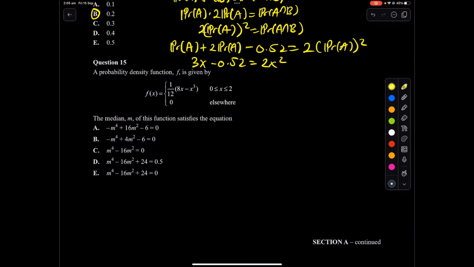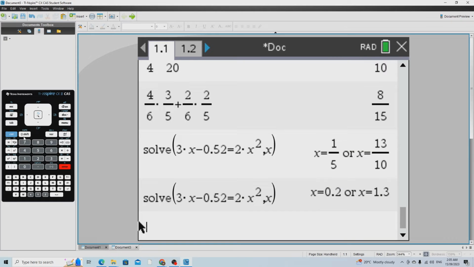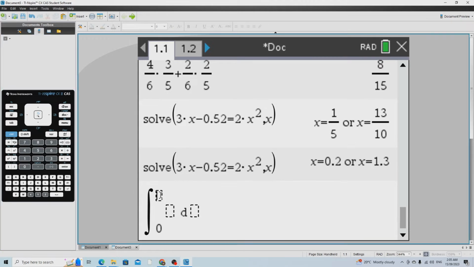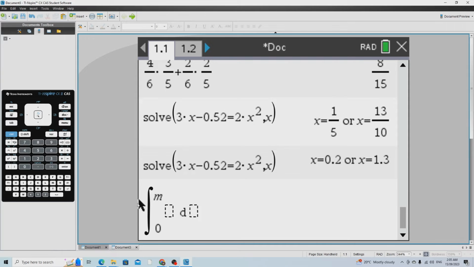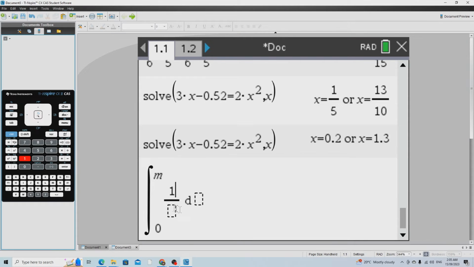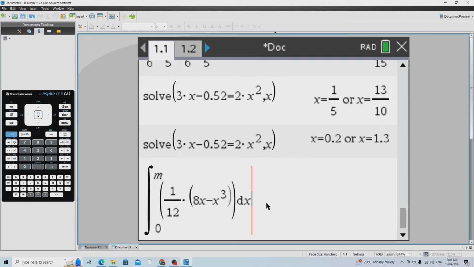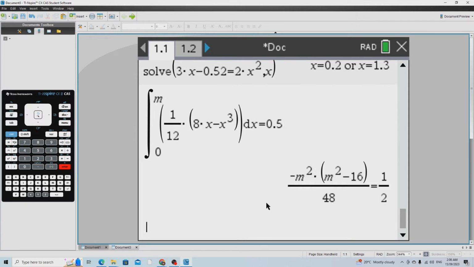The probability density function is given by this. The median m of the function satisfies what? Okay, so we know the median is the integral from 0 to some value, that's m here, of 1 over 12, 8x minus x cubed dx. Let's do it on our calculator. So we're saying 0 to m, and it pretty much equals a half. That's what the median does. So 1 over 12, 8x minus x to the power 3 dx, and that all equals 0.5.